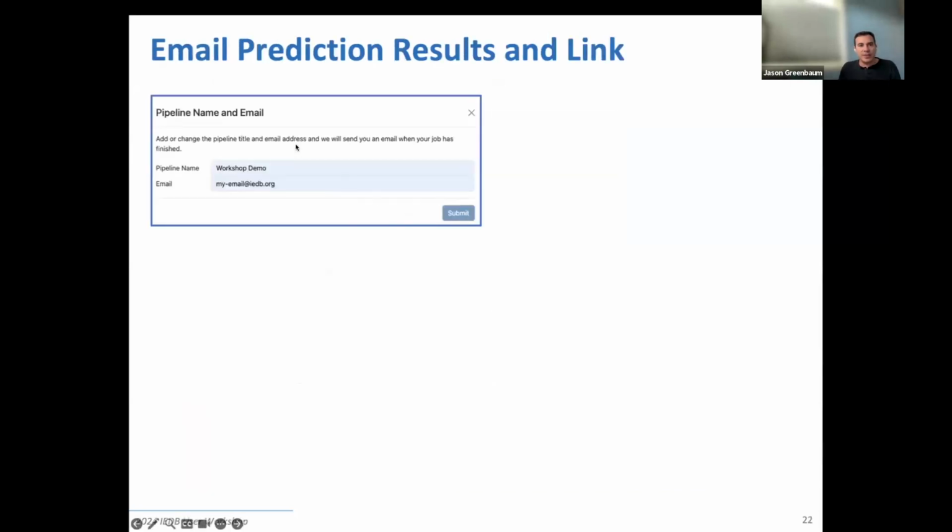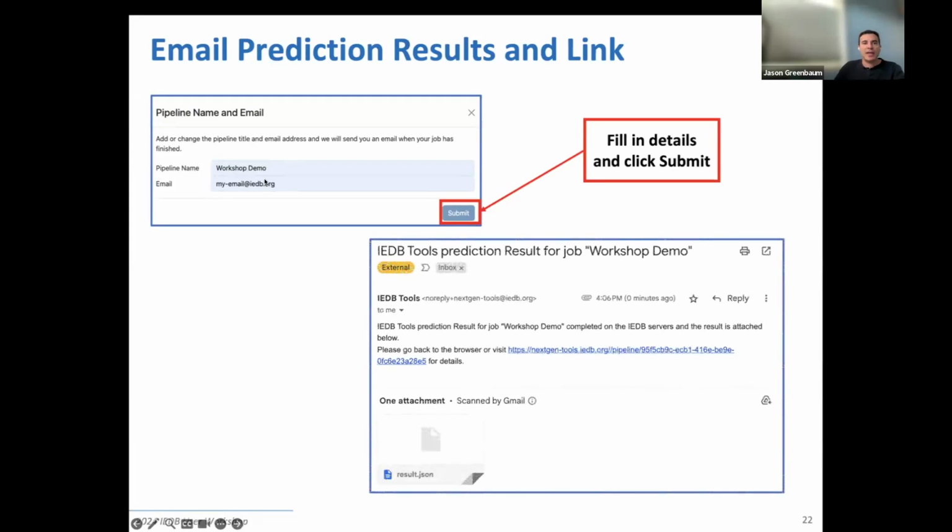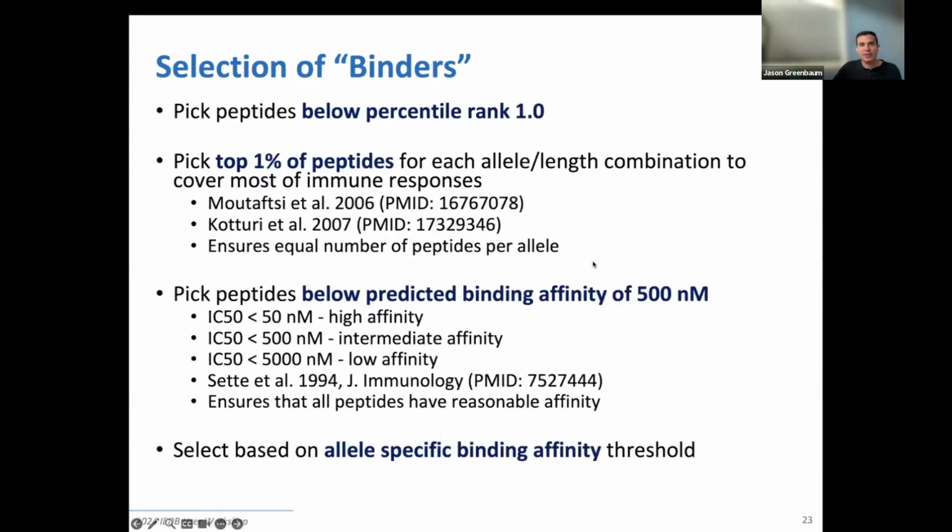I also showed this in the previous presentation, but some predictions might take a while, particularly with large inputs or a large number of parameters that you'd like to test. So you can enter your name or a pipeline name and an email address and hit submit. You will get an email with a link back to the pipeline, and you'll get an email when the pipeline completes with a result attached to it as well.